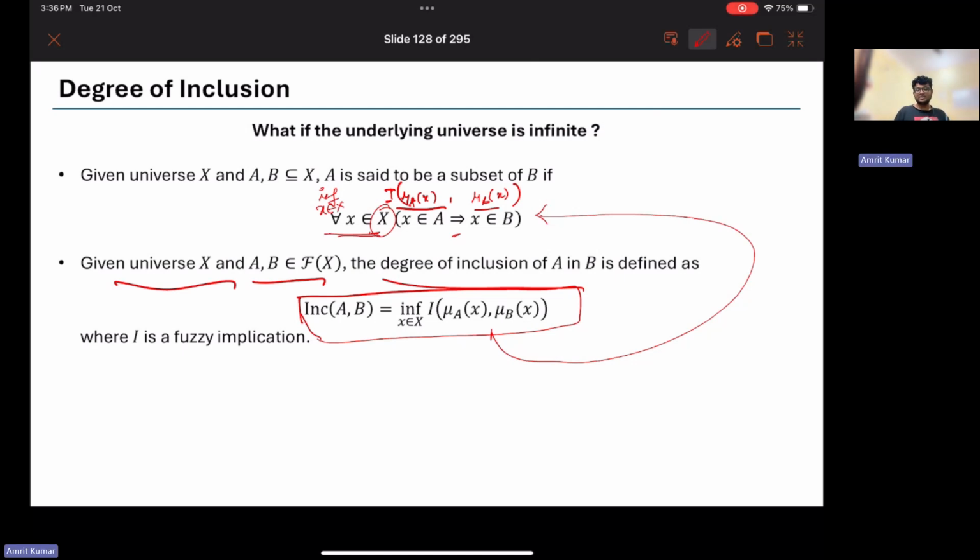So given a universe X, and fuzzy sets A and B over X, the degree of inclusion of A and B is given by this formula for some fuzzy implication I. So if you vary your fuzzy implication, you will get different degrees of inclusion, but all of them will give you, in a broad sense, an extent to which A is contained in B or A is included in B or A is a subset of B, right? The degree to which that happens.